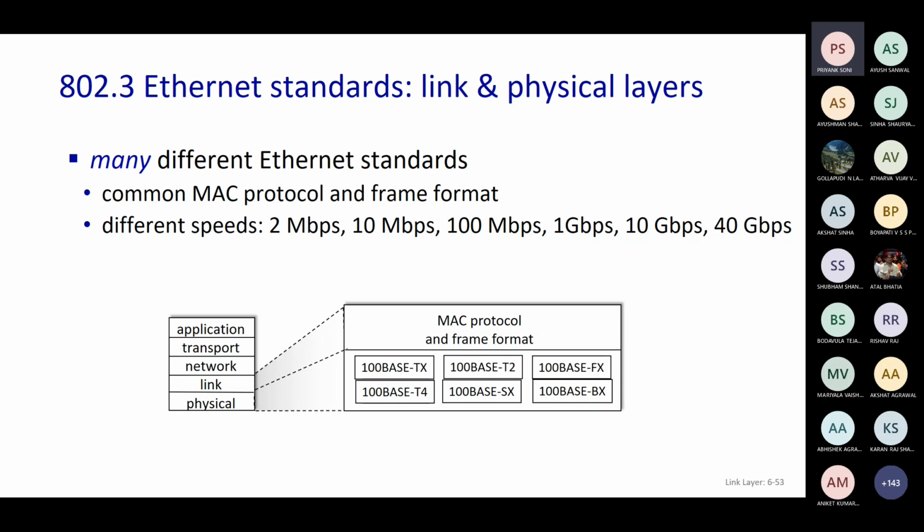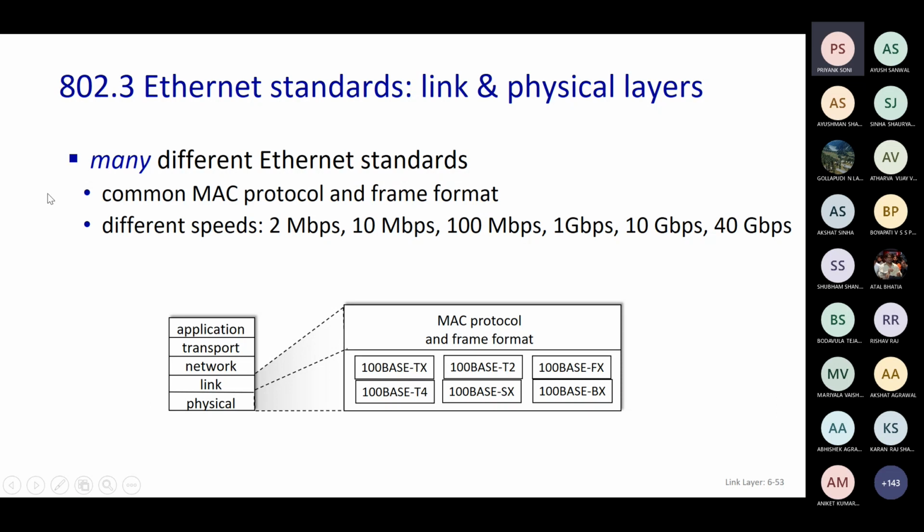So these are versions that have come up with some enhancements on this original 802.3. They give different data rates, corresponding to 2 Mbps, 10 Mbps, 100 Mbps, up to 40 Gbps. This data rate is achieved with the help of the different medium that you are choosing. So we have many different Ethernet standards.